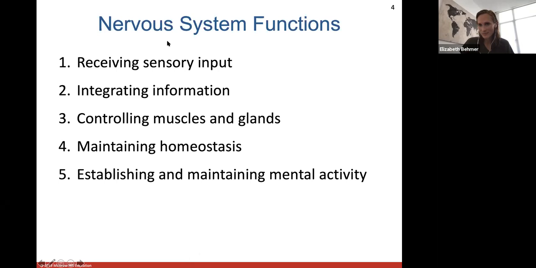Your nervous system controls muscles and glands. Remember learning about the muscle system and the motor nerve ending, where your nerves go out and reach and innervate your muscles. Your nervous system maintains homeostasis because it makes sure everything is working properly, and it establishes and maintains our mental activity. So this is our main breakdown or division of the nervous system.